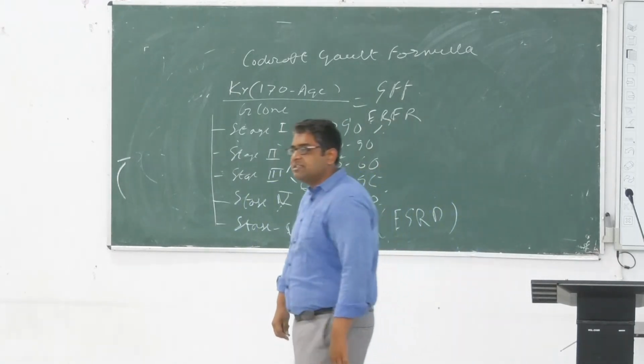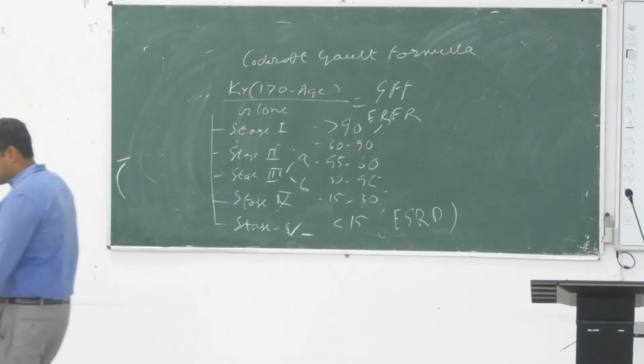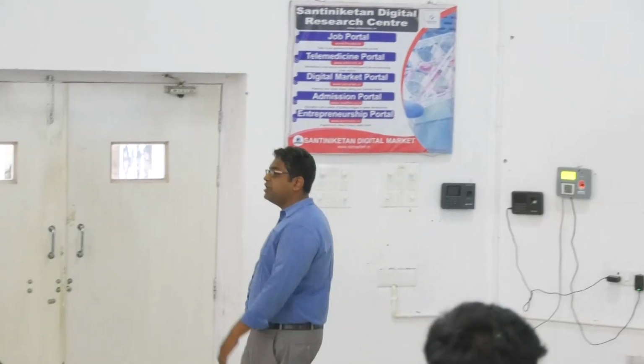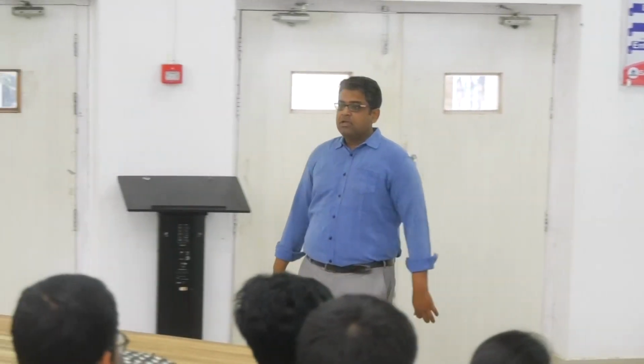When a person is in stage 5, that is in ESRD, then the person does not have the capacity to form urine anymore. That person is dependent upon hemodialysis. Exactly, good.